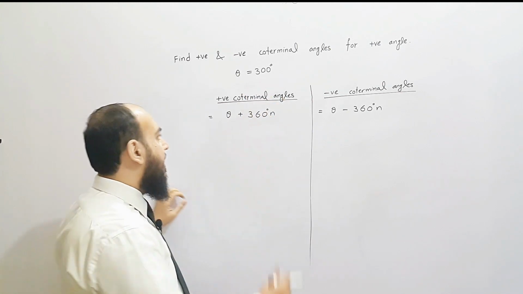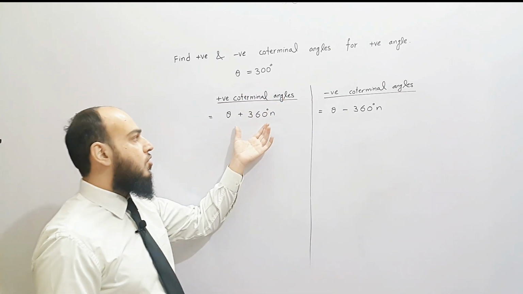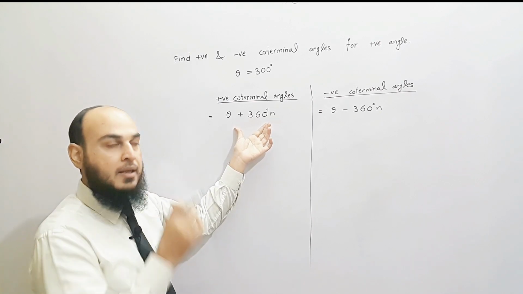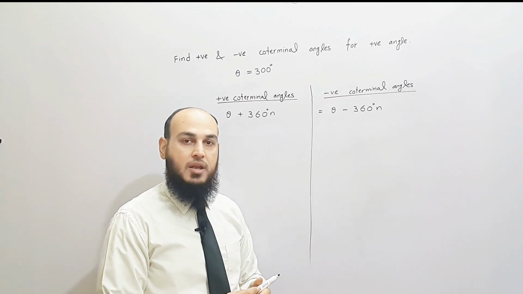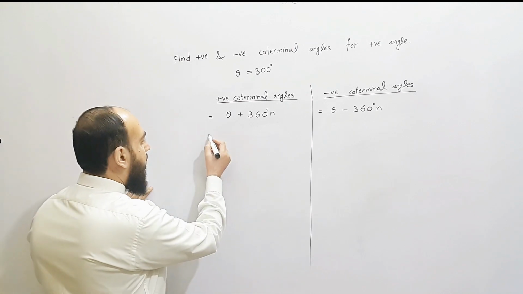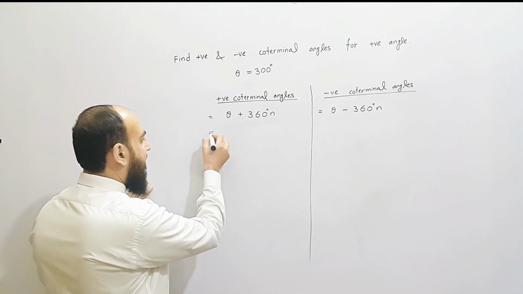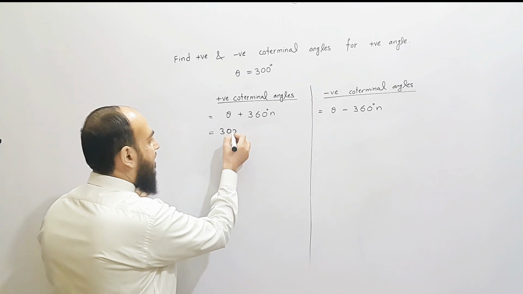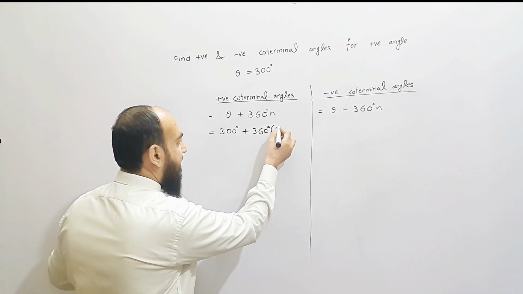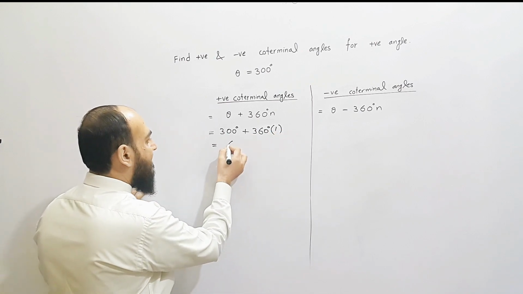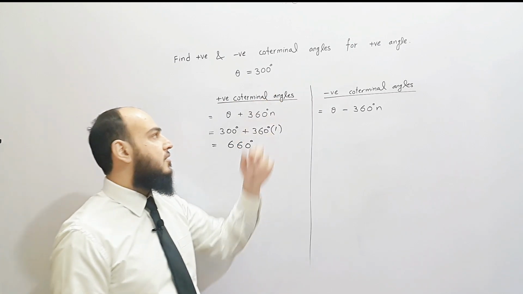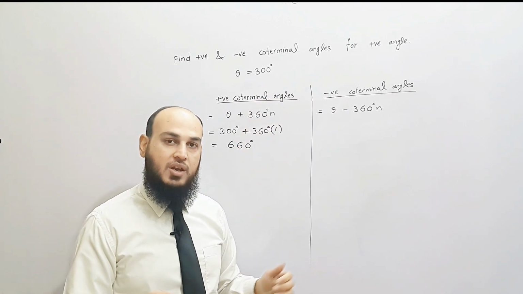help of a formula. The formula is, if you want to find positive coterminal angles, then you have the formula theta plus 360 degree n, where n means the natural numbers 1, 2, 3, 4, 5 and so on. Now you have to put the value of theta, that is 300 degrees plus. Now we put 1 in the place of n, then you will get 660 degrees. 660 degrees is the positive coterminal angle of 300 degrees.